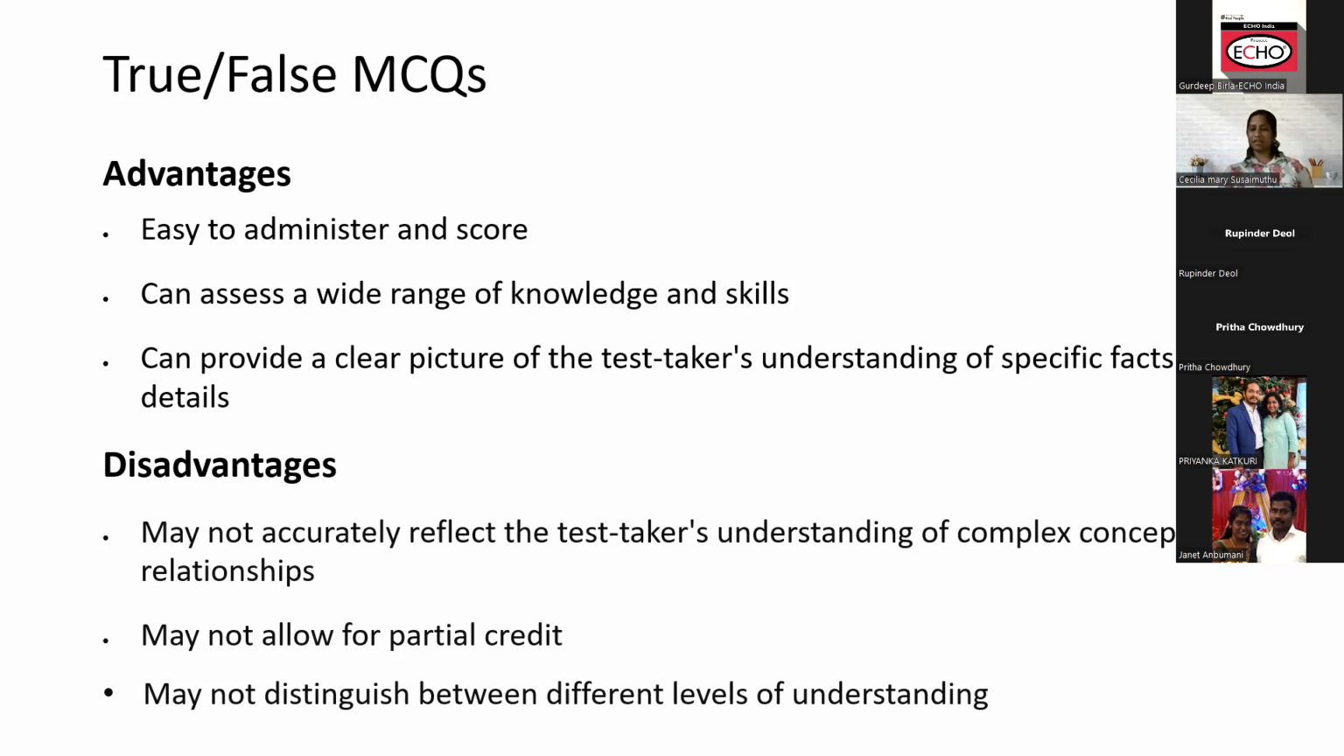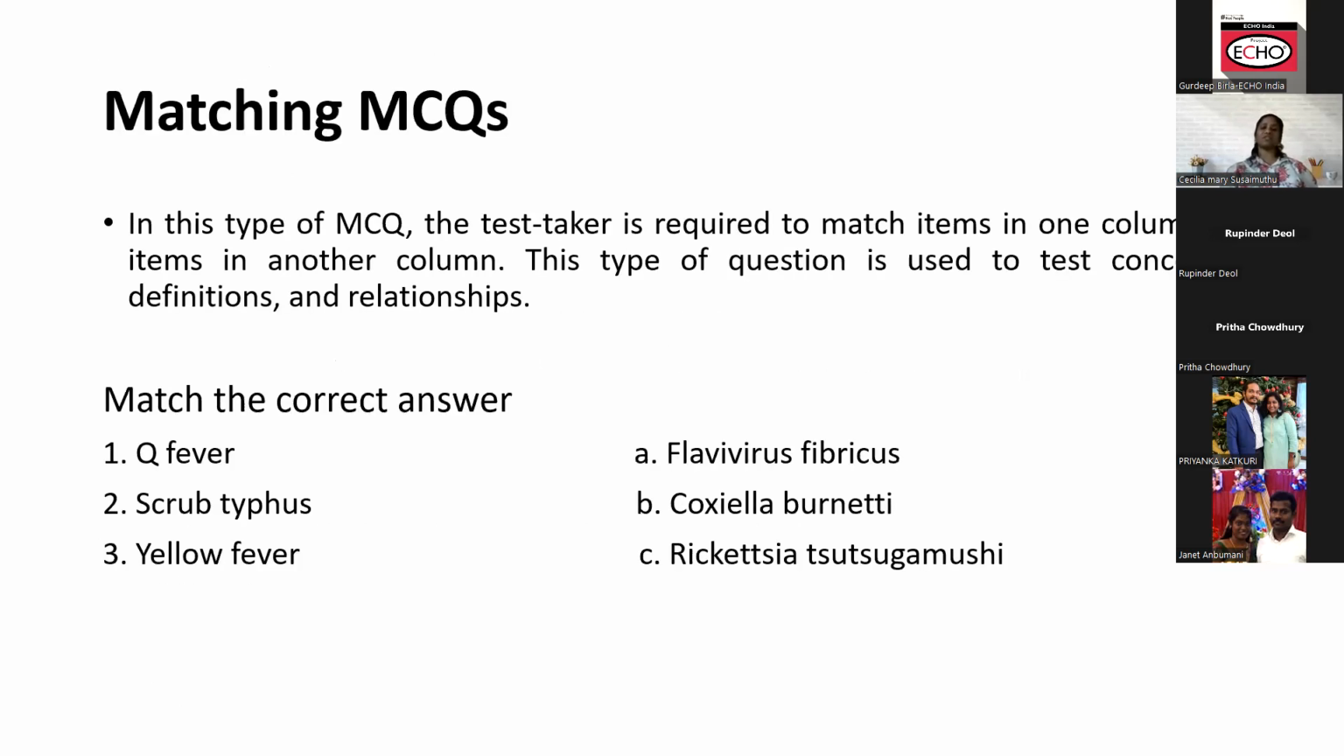The disadvantages are it may not accurately reflect the test taker's understanding of complex relationships, and may not allow for partial credit. Here it is only yes or no. If it is the correct answer, we give full mark. If it is wrong, no mark. It may not distinguish between different levels of understanding. If they know it, well and good; if not, no. So different levels of understanding is not needed in such types.